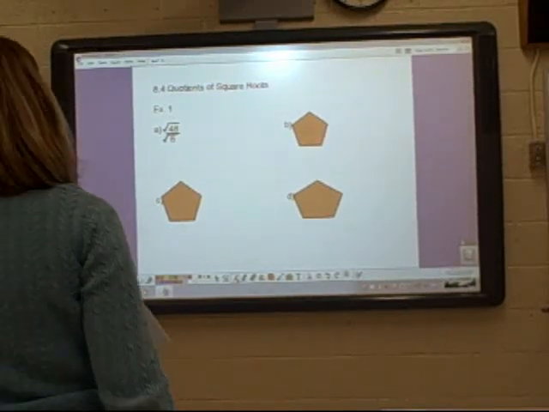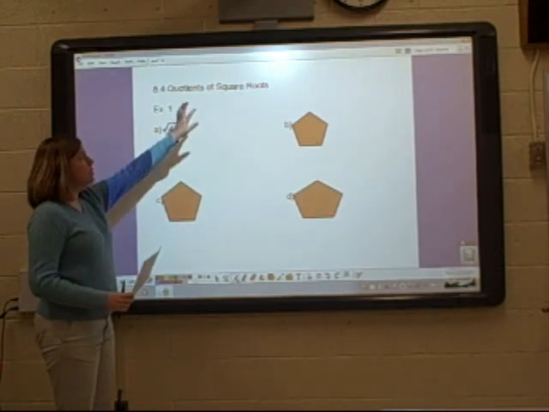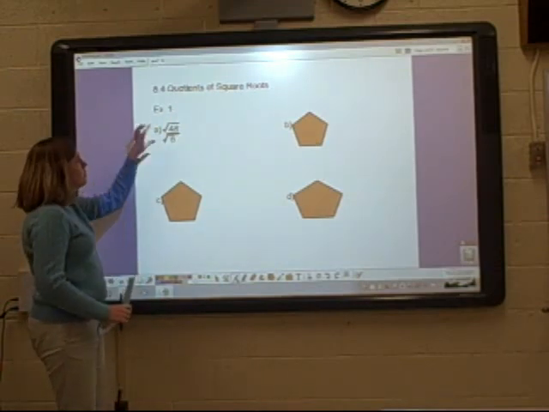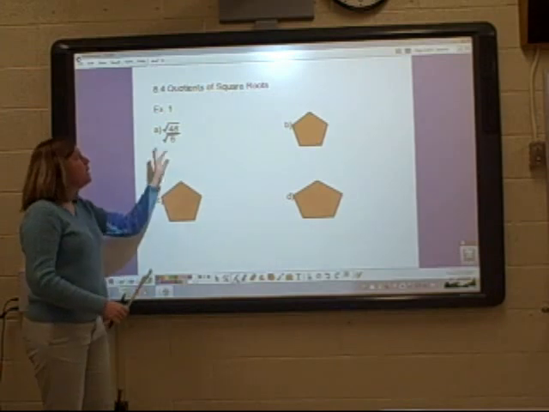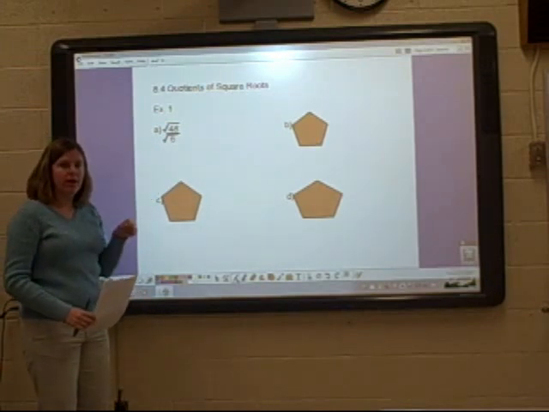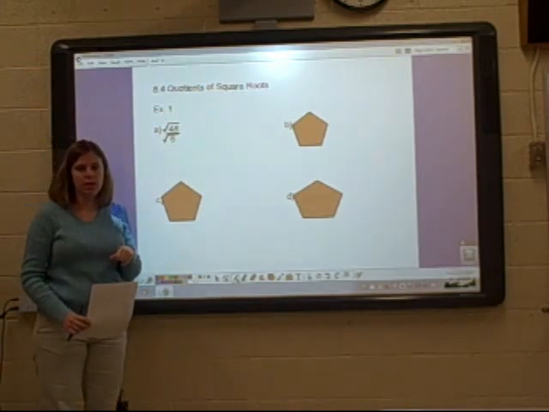Today we're going to be talking about the quotients of square roots. And quotient, remember, means to divide. So we are going to be dividing where there are square roots involved. In example 1 with letter A, we're taking the square root of 48 divided by the square root of 6.